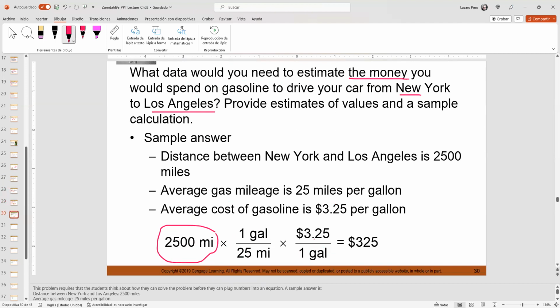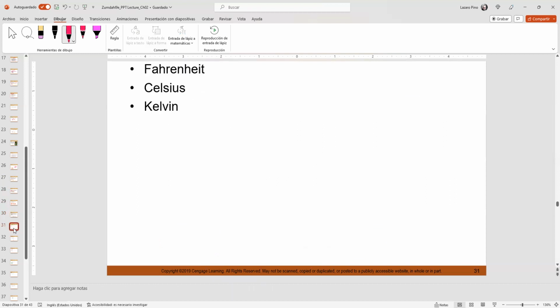At this moment it is exactly 3.25 or something else per gallon of gas, then you cancel miles with miles, gallons with gallons, and you get the amount of money that you will need to go from New York to Los Angeles. You can stop the video and see what is going on.